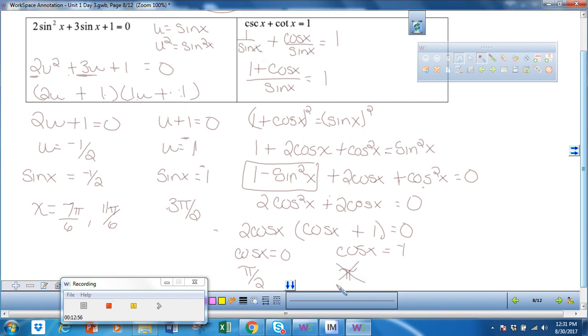Therefore, pi is what we call an extraneous answer because it doesn't work in the original domain, and my only answer is pi over 2. One of my suggestions would be to graph it, and you can see that there was only one answer when you graphed it as well.